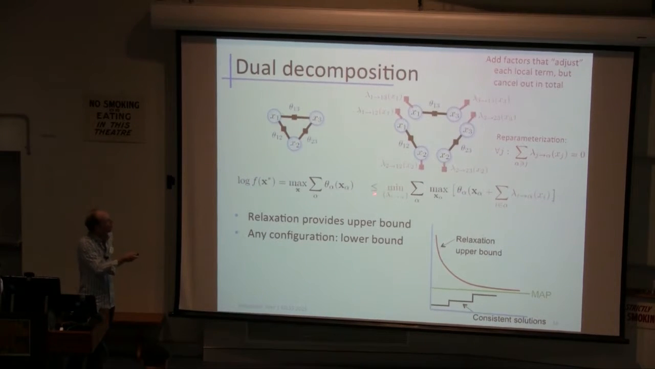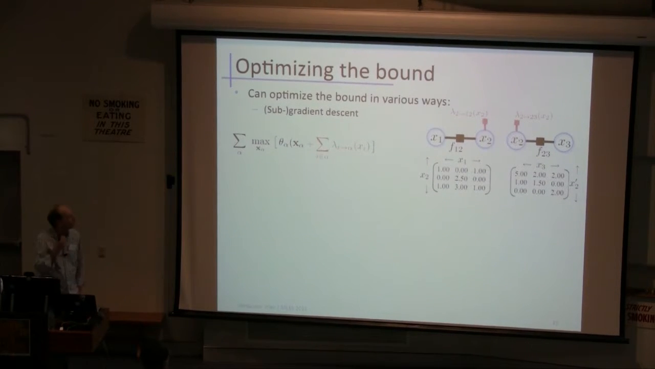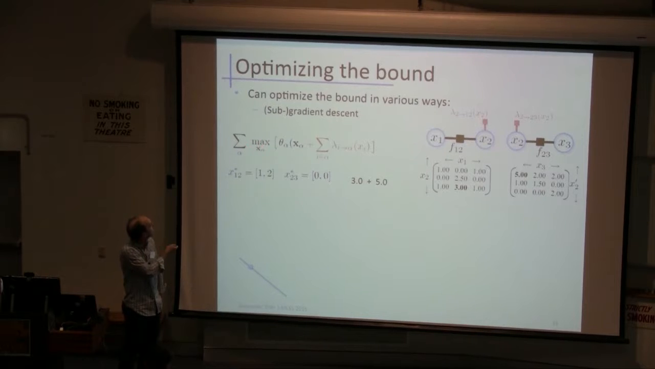So there are lots of strategies for optimizing these Lagrange multipliers lambda, and I'll just mention two of them very quickly. Subgradient descent is probably the most standard. It's very simple to do. So if we have this bound defined by maximizing the reparameterized individual problems, if we want to take the gradient with respect to these Lagrange multipliers lambda, it turns out that the derivative of this with respect to lambda depends on the value of x alpha that was selected.